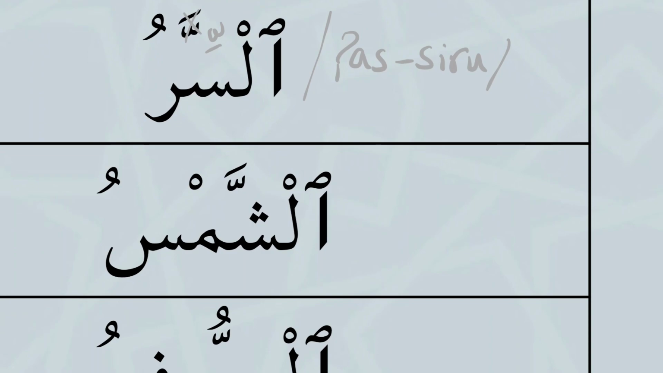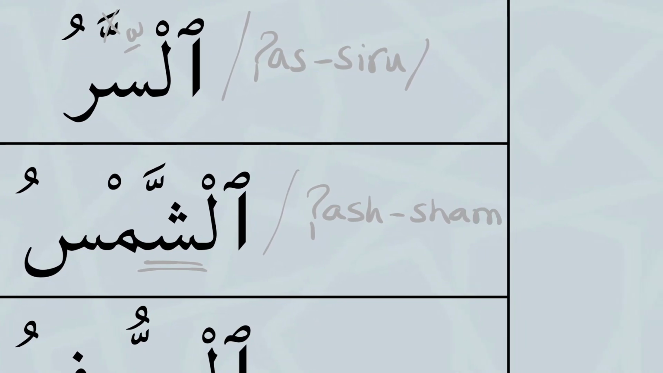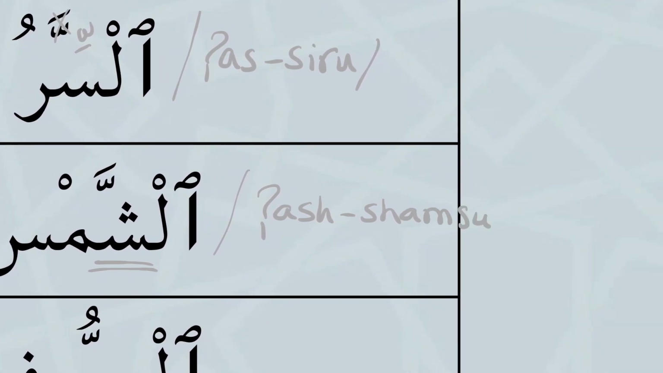الشمس. Notice the letter sh. That's why it was called الحروف الشمسية, because of the word shams. I do not say al-shams, I say ash-shams. So let's transliterate it: ash-shams.